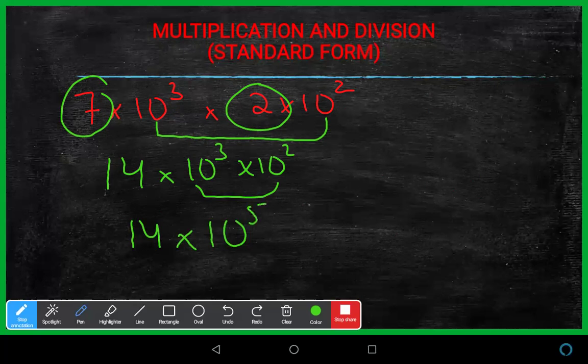Now, this is not in standard form, because in standard form, the decimal point should be after 1 digit. So this means the decimal point is here. We need to move it after 1. So how many steps will it take? 1 step, moving toward the left. So it will become 1.4, and the power will become 6, because it takes 1 step moving to the left side. When the decimal point moves left, we have to add, and the power will be positive. So 1.4 multiplied by 10 to the power 6 will be the final answer. So I hope you understand how we can multiply the numbers. This is a very easy trick.